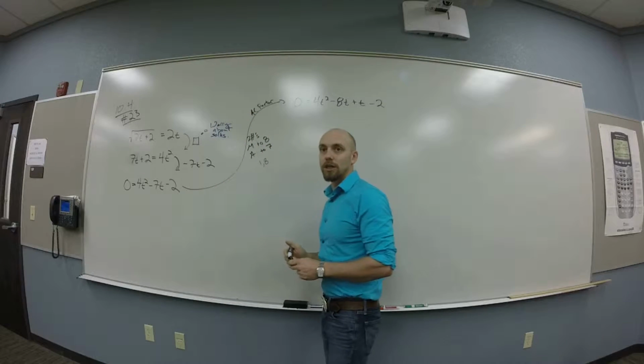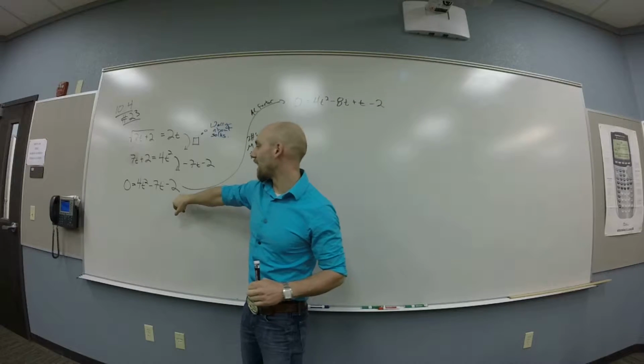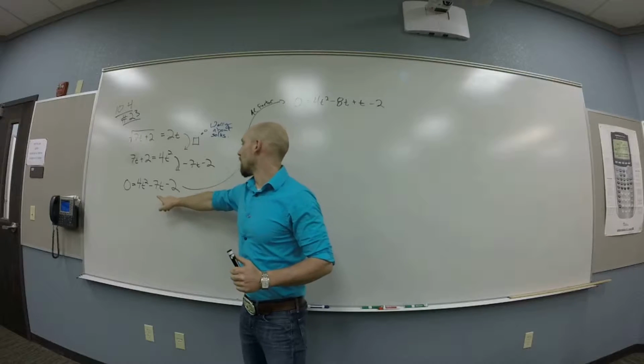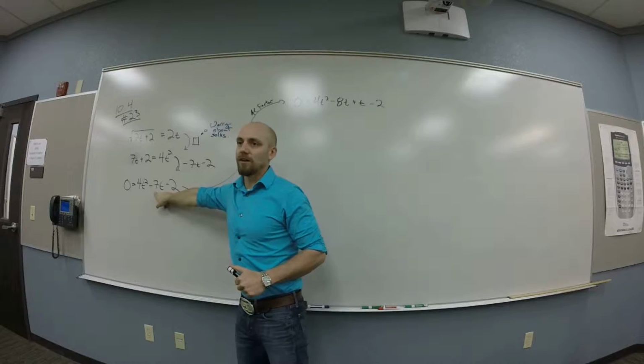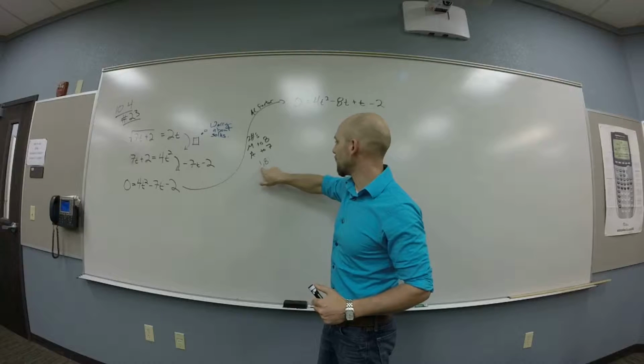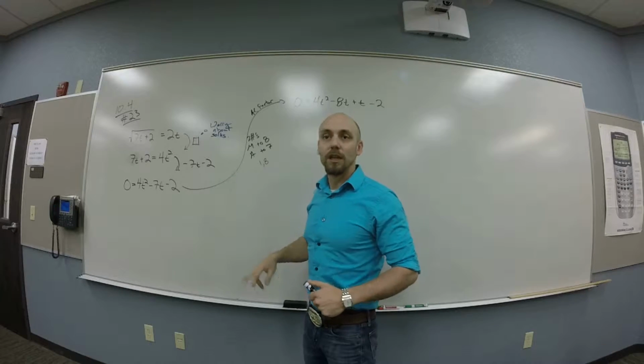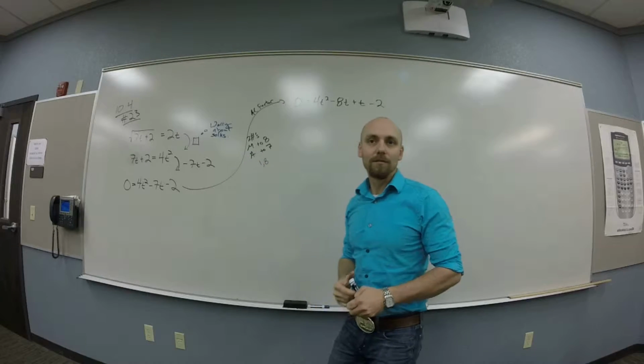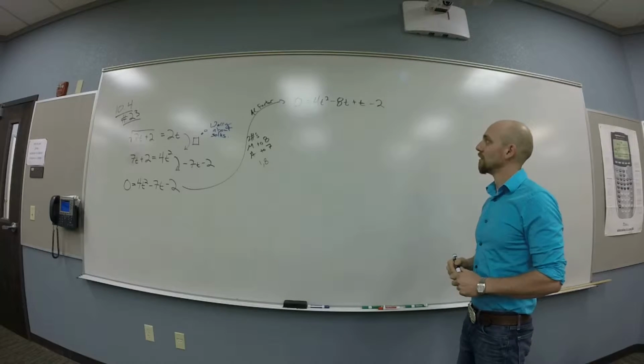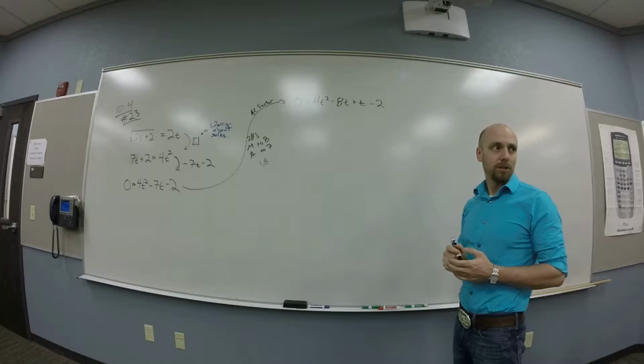Those are my two numbers. And then I just need to make them fit this pattern. So they've got to add up to negative 7. So that means I need negative 8, positive 1. And then those indeed do multiply to negative 8. You guys okay with this?